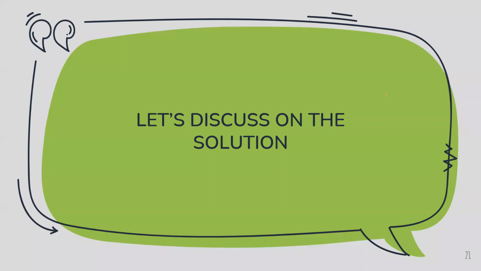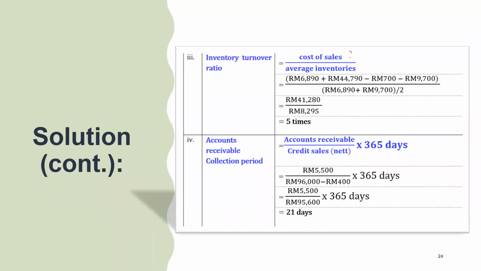Okay, so the answer is as follows. This is the opening stock, plus purchases, minus the returns outwards, and minus the closing stock. So we will have the answer 41,280 and divide by the average inventory. This is the opening stock and this is the closing stock, divided by 2. So you have 8,295. So the answer is 5 times. So this shows the frequency of the business in selling its stock during the year or in replacing its stock during the year.